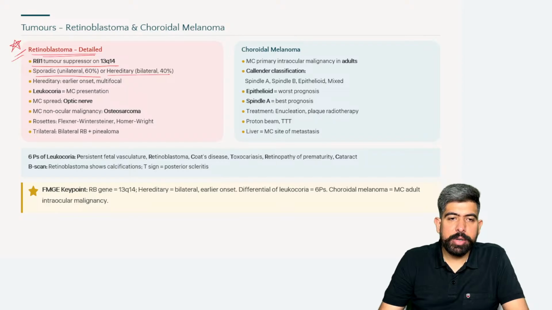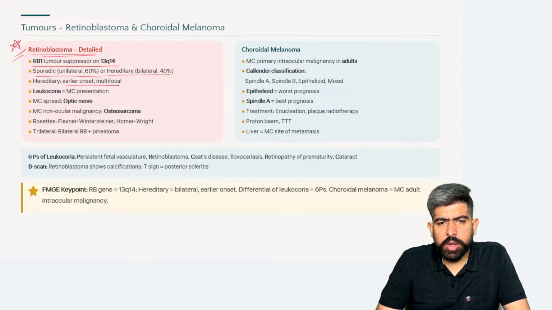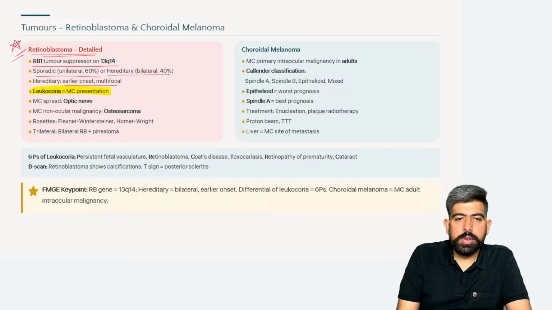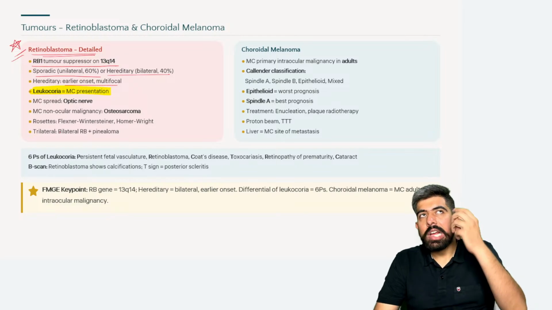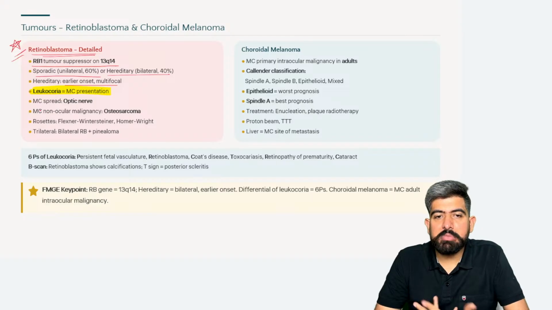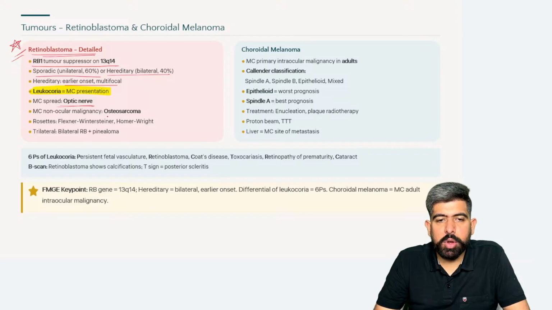The hereditary form has earlier onset and is multifocal. The most common presentation is leukocoria, a whitish pupillary reflex in the child's eye, seen in childhood. Most common spread is by the optic nerve, and most common non-ocular malignancy is osteosarcoma. Please remember the Flexner-Wintersteiner rosettes and Homer Wright rosettes, which will be seen on biopsy or histopathology.